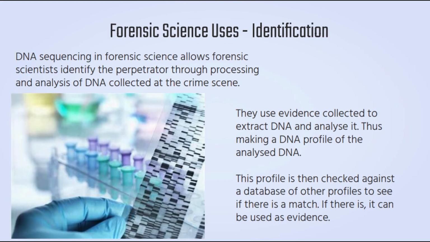I'm going more into depth on the identification due to how much more there is. DNA sequencing allows scientists to identify the perpetrator or someone closely related to the perpetrator through the processing and analysis of DNA collected at a crime scene. They use the evidence collected to extract DNA and analyze it, which makes a DNA profile of that analyzed DNA. They then put it into a database of other profiles to find a match to be used as evidence.